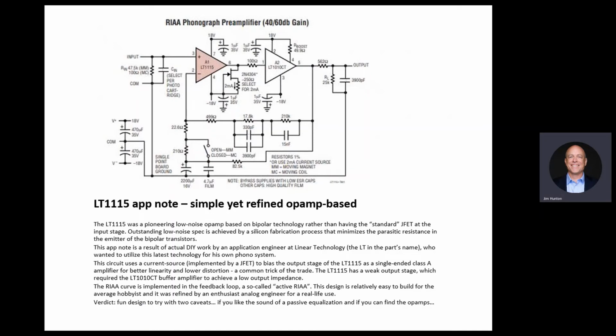And because it's low level, it's good. You don't need a lot of drive, so this is good. And then he buffers it with a Linear Technology device. The feedback has the RAA in it, and life is good. Okay, this is a real life design optimized by an application engineer that knows what's inside the op amp. So if you're going to do any DIY project, it's a good one to start.